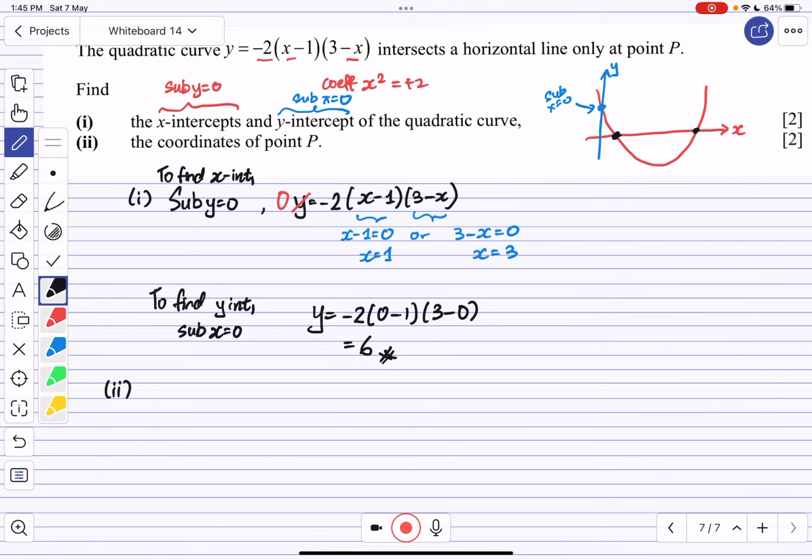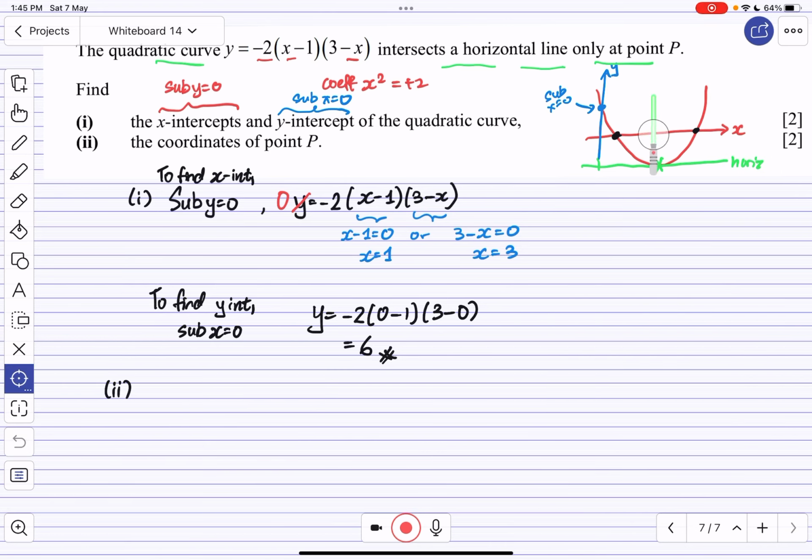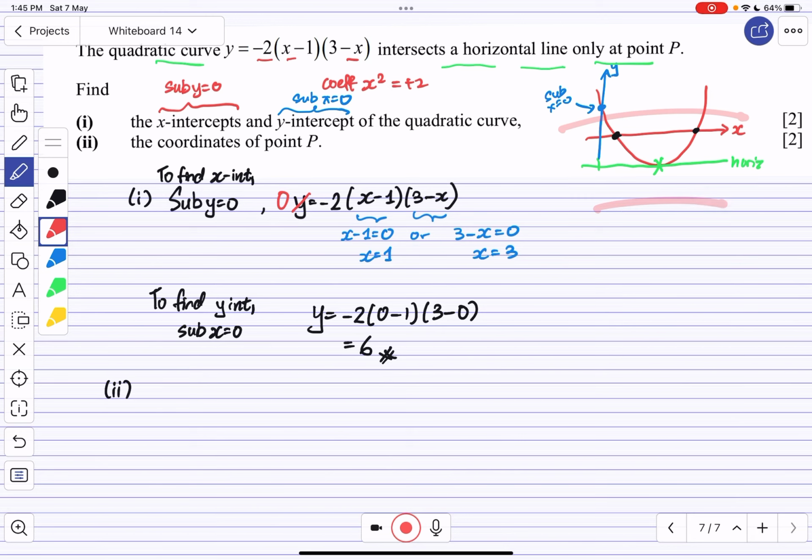The coordinates of P here. Now here we talk about a quadratic curve intersecting the horizontal line only at point P. Right, so this is my point P. This is my horizontal line. Now for it to intersect at only one point, only at point P, it has to be the line that touches the turning point. It cannot be any other line, because any other line is going to cut the curve at 2 points or at 0 points. The only line that can cut at 1 point would be the line that cuts through the turning point.